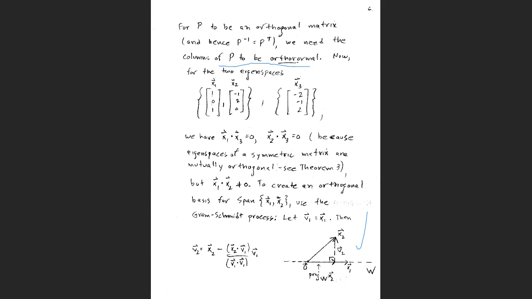Okay, so, all right. We need to create an orthonormal basis for the span of the eigenvectors x1, x2. We'll use the Gram-Schmidt process. We'll let v1 equal x1, and then v2 will equal this vector. Incidentally, for your work for the exam, don't forget to show steps, right?